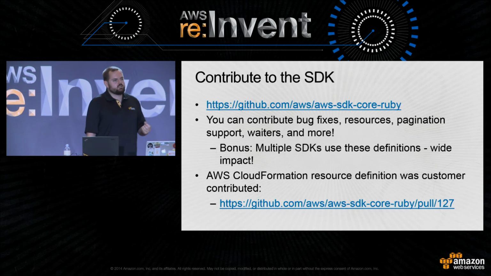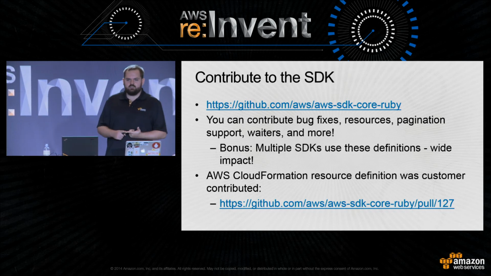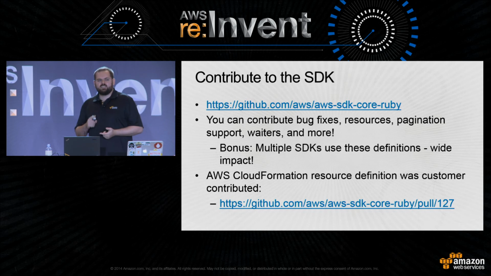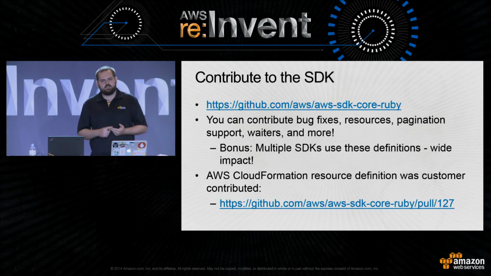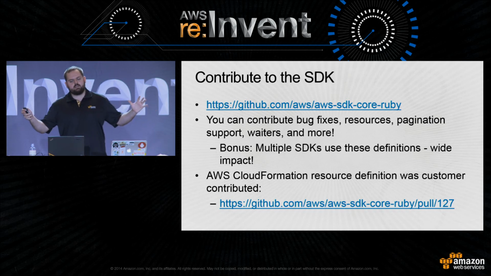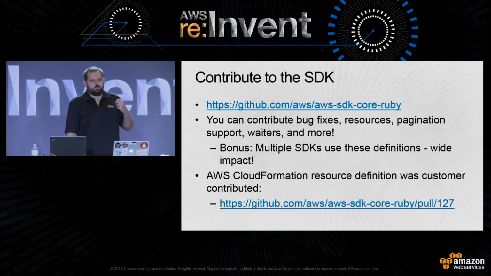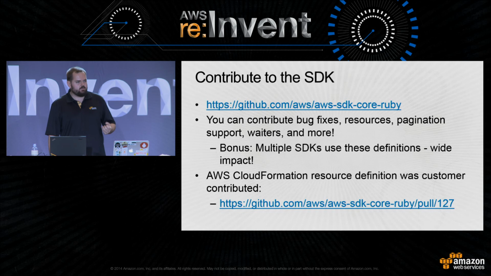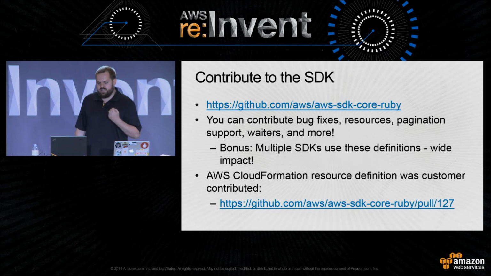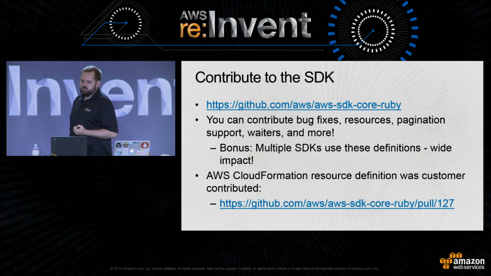And as a bonus, multiple SDKs, including Java and Python, use the same resource descriptions, the same waiters as we do. So if you provide your work, you can have a wide impact. As a bonus and example, we have an AWS CloudFormation resource definition. That came from a customer of the Ruby SDK. We worked with them to get things straightened out, and we're hugely grateful. It's a lot of benefit to our customers to have that CloudFormation resource.